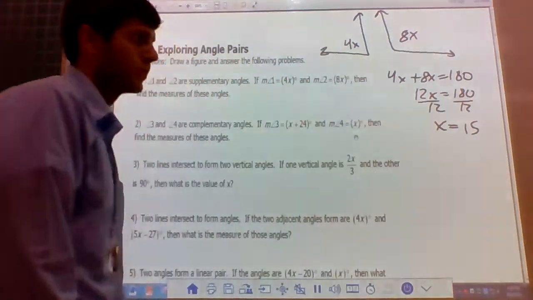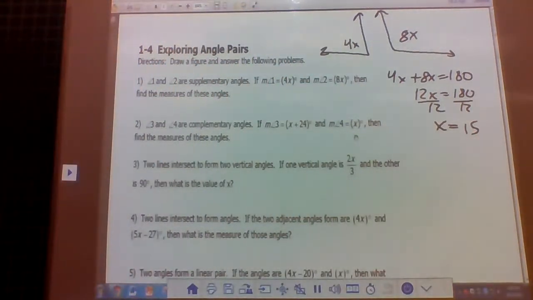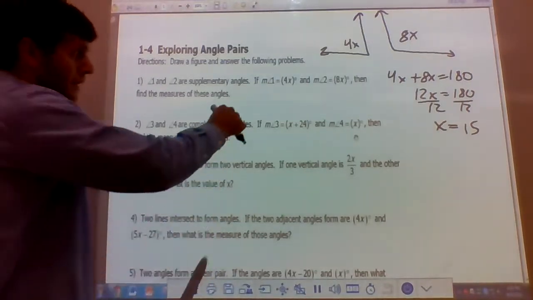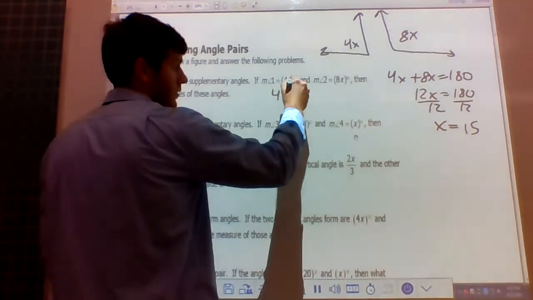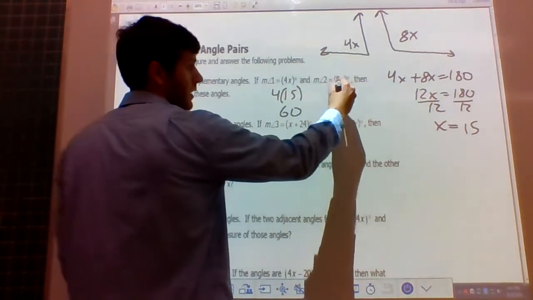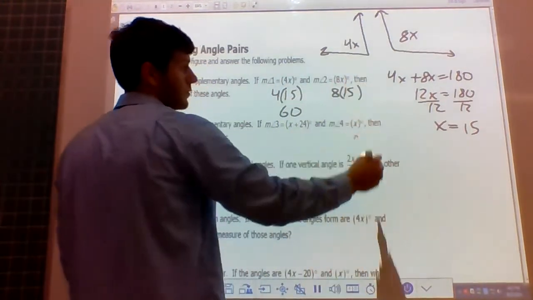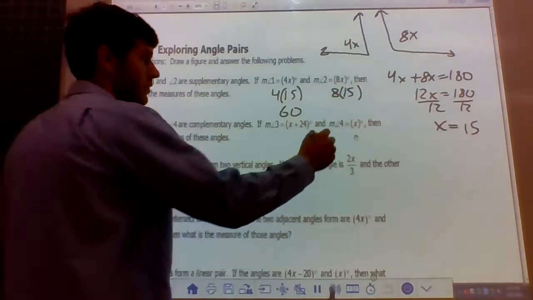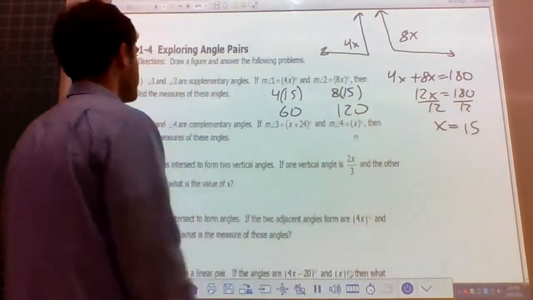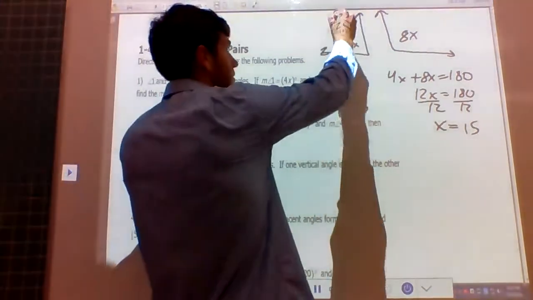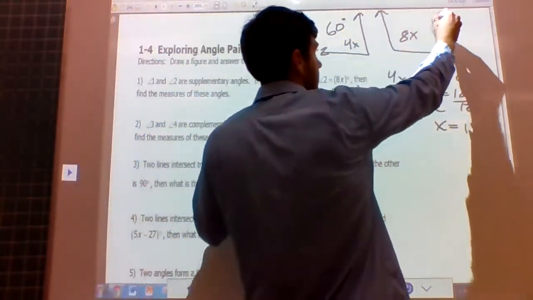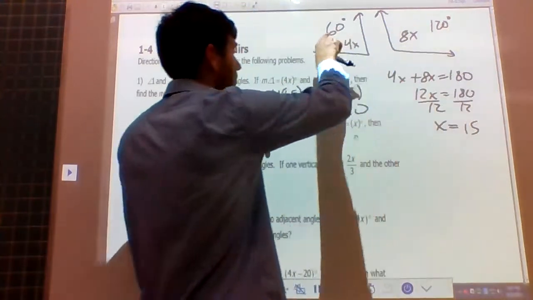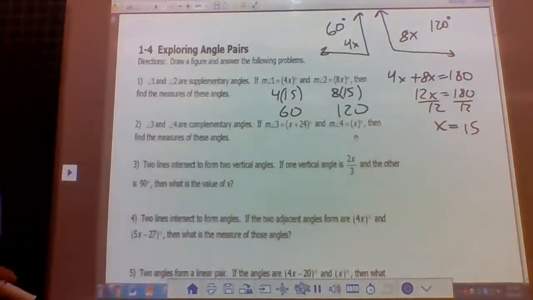12 goes into 120 10 times, and it goes into 60 5 times, so that's going to be 15. Then we can substitute it back in, so 4 times 15 is going to give us 60, and 8 times 15 is going to give us 120. So the measures of these angles are going to be 60 degrees and 120 degrees, which add up to 180, so we know we got the answer right, 60 and 120.